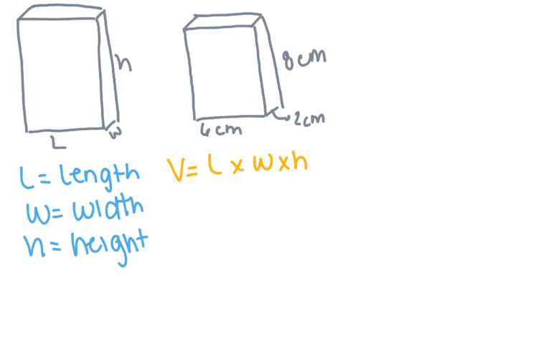And now we're looking at that second rectangular prism that actually gives us numbers. So we want to substitute for L. So we're going to take the 6 centimeters, because that is our length, and we're going to substitute it in for L. So now we have volume is equal to 6 centimeters times width times height.